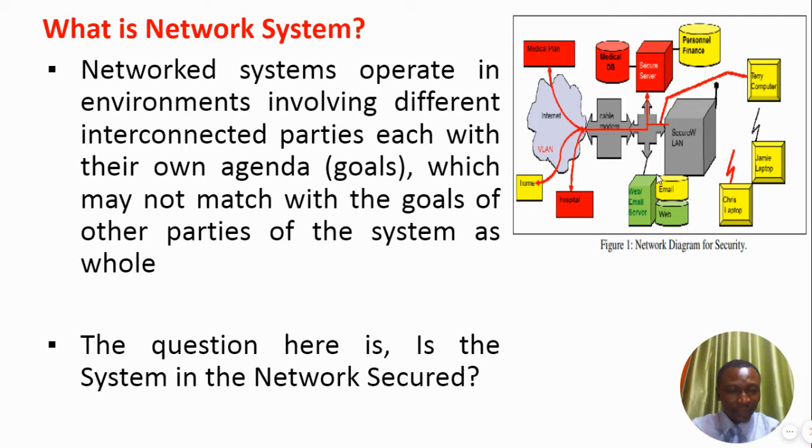Well, for example, in this laptop, there might only be Microsoft Word. I have my files in, no video, nothing. But once it's been connected to the internet, the internet has its own agenda, where I can have access to video, audio files, different types of files. The agenda of the internet is different from the agenda of my laptop. But they operate in an environment involving different interconnected systems. That is, all of them are connected together with different agendas. That is a network system.